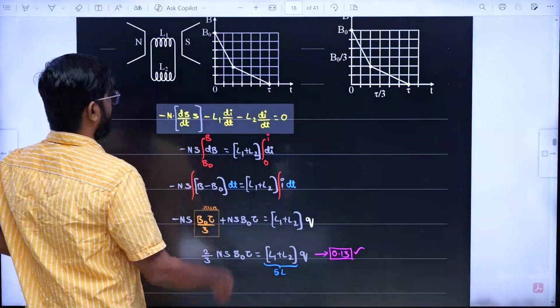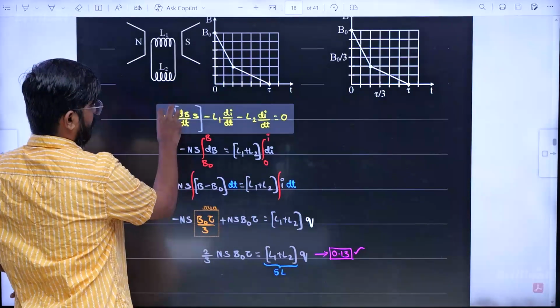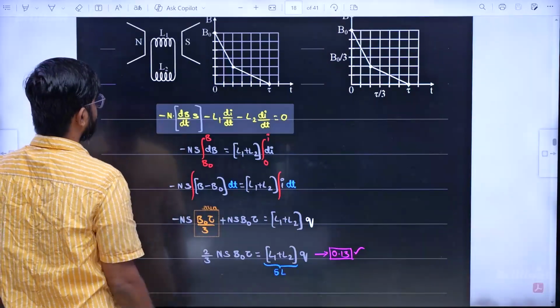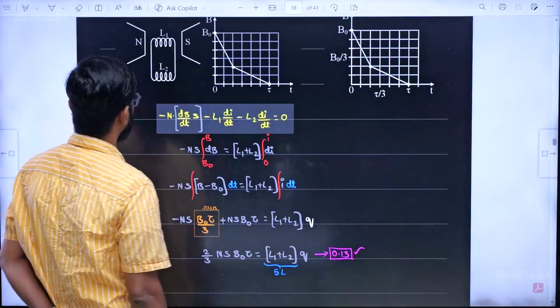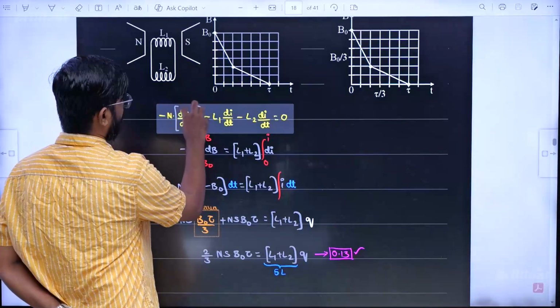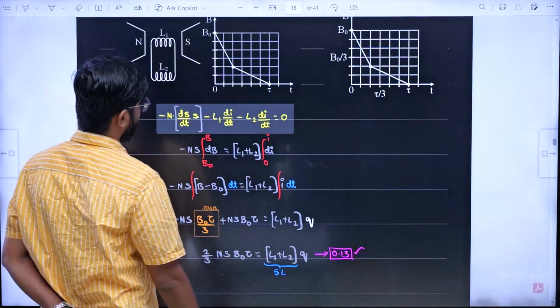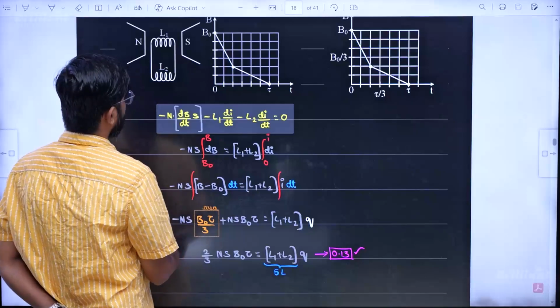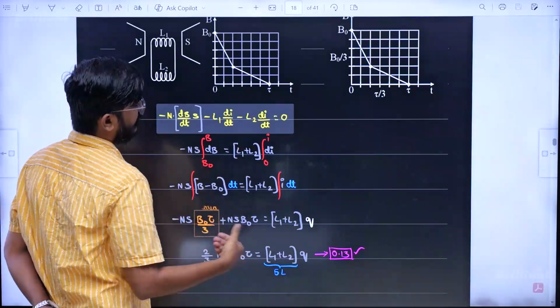Flux change in one loop is because of the change in magnetic field. This is the flux change in one loop into the number of loops, with a negative sign which says opposite direction. Anyway, that's not really important. So when you write the loop equation, EMF minus L1 di1 by dt minus L2 di2 by dt is 0. Then you need to find the charge flown, that is I dt. Basically you need to find I, then you need to find I dt.